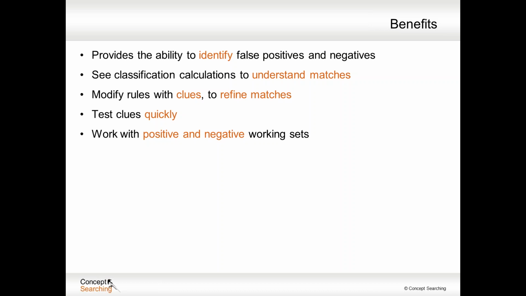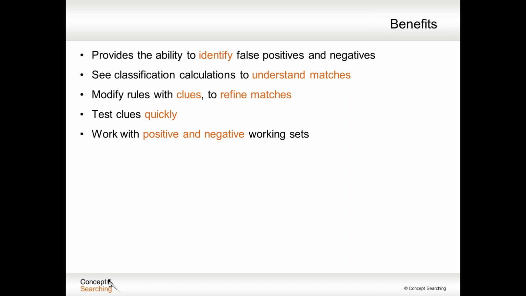You can also see the classification calculations, which is extremely important, because if you can't understand what the system is doing, then you can't modify it. You can then modify the rules with clues to improve that matching. A very important part of the product as well. We want to be able to manipulate it to meet our requirements in our organization, not just apply something that we hope is either going to do it automatically or maybe one day learn to do it.